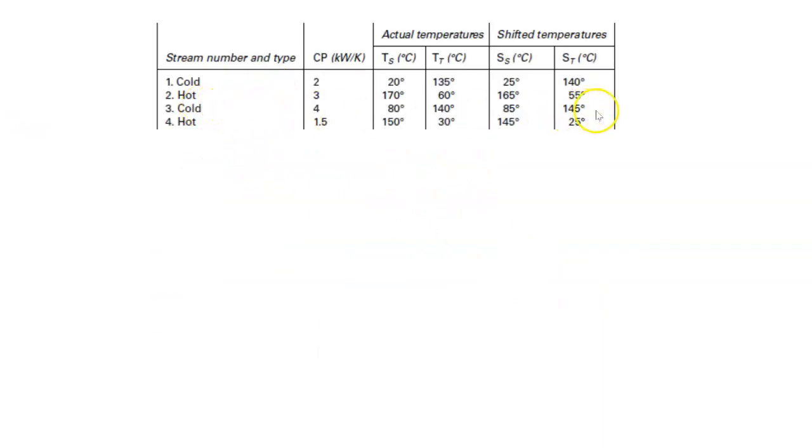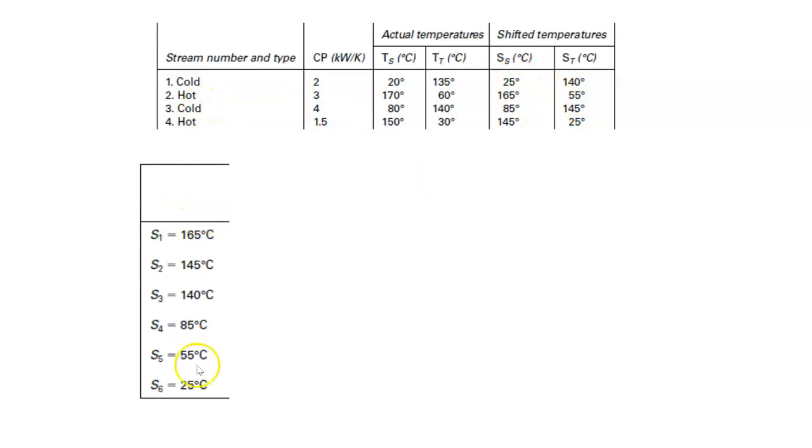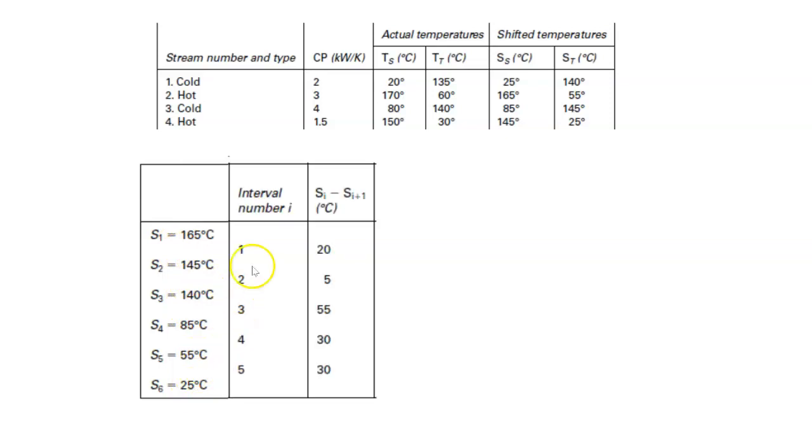This is my table of shifted temperatures. I will list the temperature like this: 165, 145, 140, 85, 55 and 25. Then I'll write the interval number. So this is first interval, second interval, third interval, fourth and fifth interval.